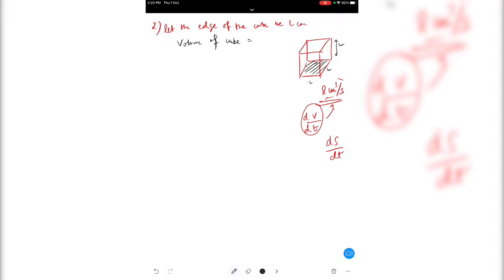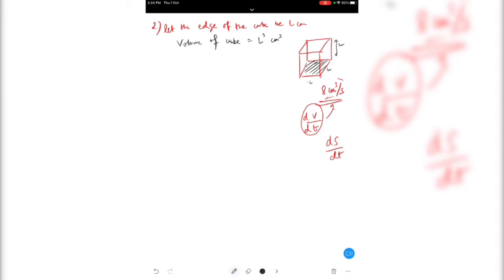That is area of the base into height. So it will be L into L. That is area of the base. L square is the area of the base and height is L. So L cube, L cube centimeter cube. So that's what you got. Volume of the cube is L cube.